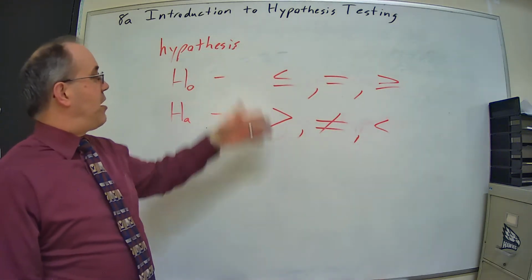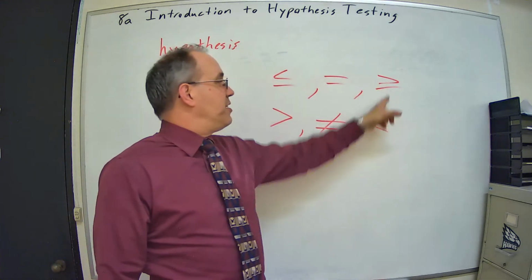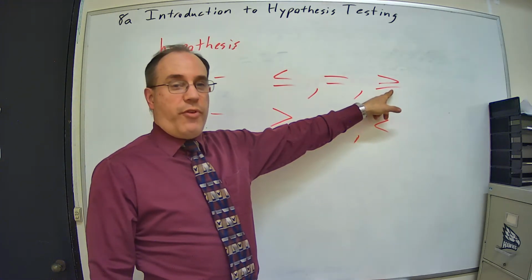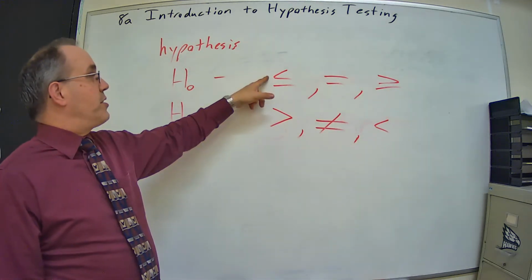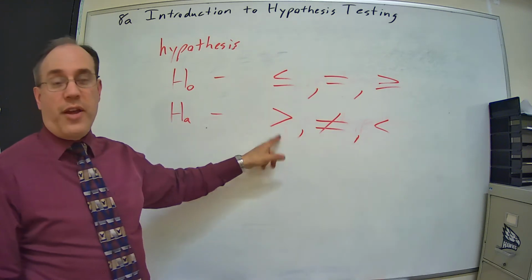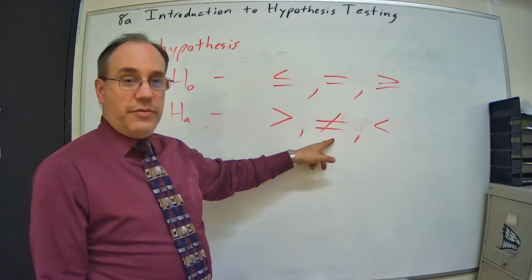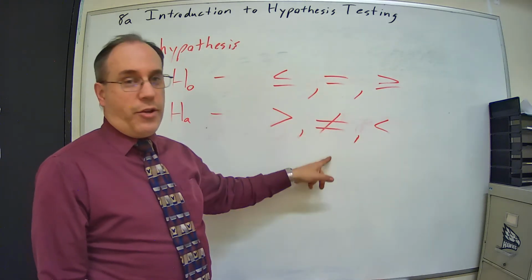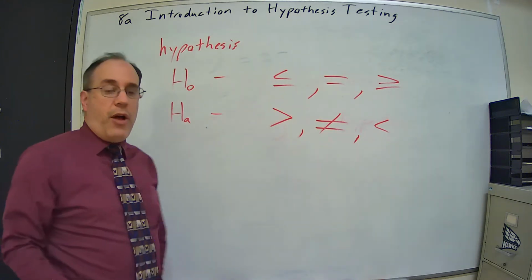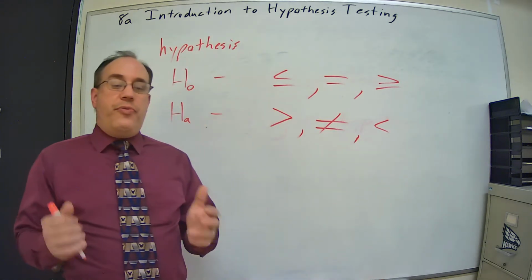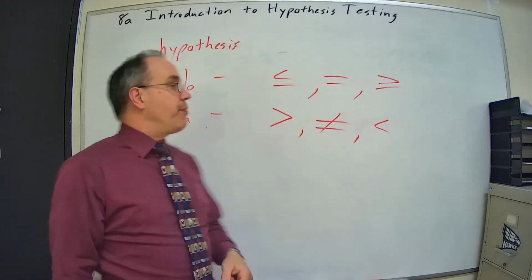So they're always the complement. And notice that the arrows go the opposite directions. If it's pointing to the right for the null hypothesis, it's pointing to the left for the alternative hypothesis. If it's pointing to the left for the null hypothesis, it's pointing to the right for the alternative hypothesis. If it's equal, then not equal. Equal to 5, not equal to 5. Right?